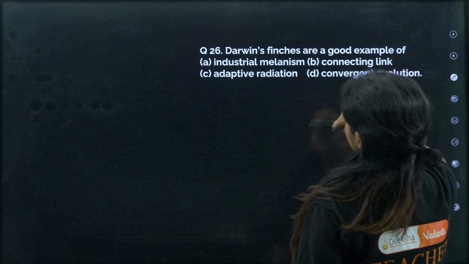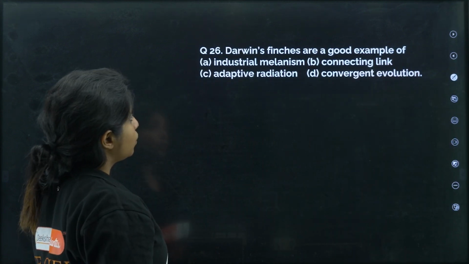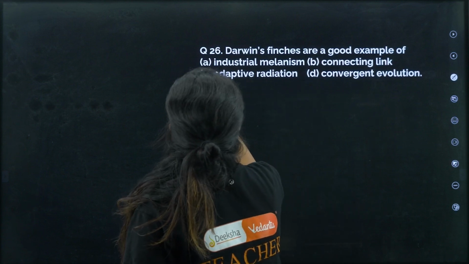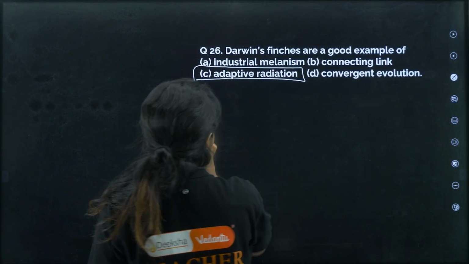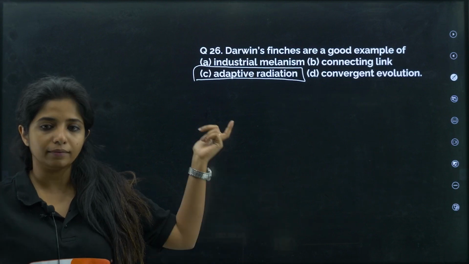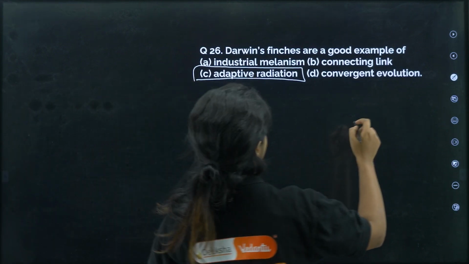Okay. Now, Darwin's finches are good example of what? Darwin's finches are good example of adaptive radiation. From a point, they are moving to different locations. One eats insects, one eats seeds and everything. So they have different types of beaks as well. Cool. So this is an example of adaptive radiation.